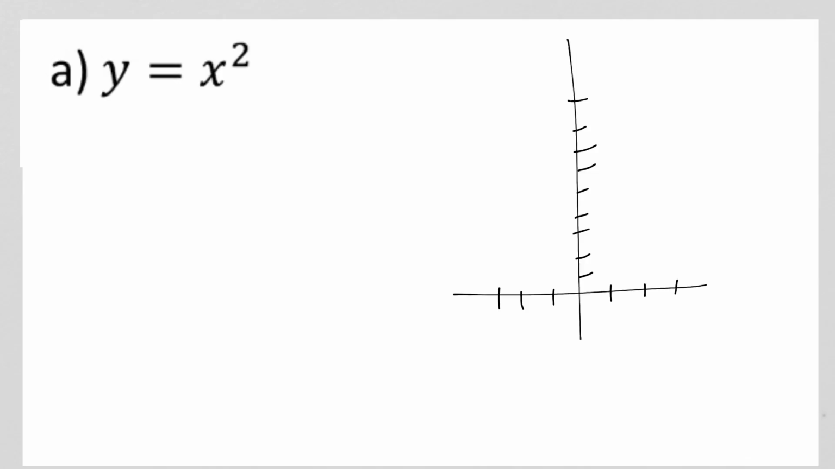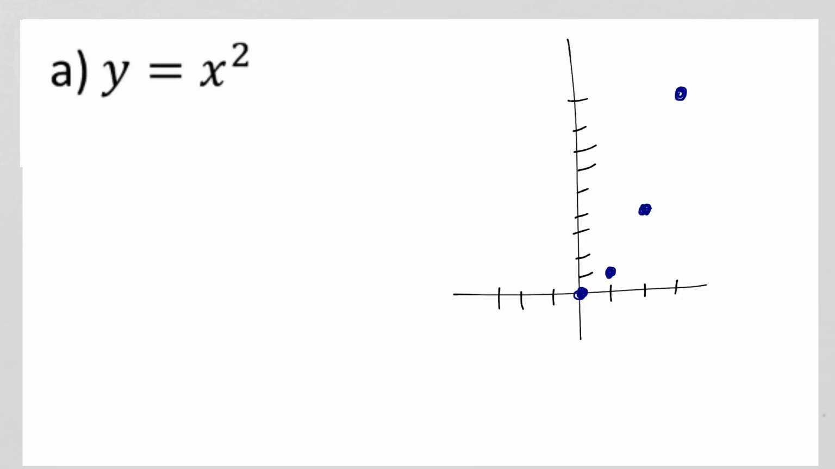So let's plug in x values and get y values. If I plug in the x value of 0, I get 0 squared for my y value, which is 0. If I plug in 1 for my x value, I get 1 squared, which is 1. So I get that point right there at 1, 1. If I plug in 2, I get 2 squared, which is 4. So I'm up here. And if I plug in 3, I get 3 squared is 9.